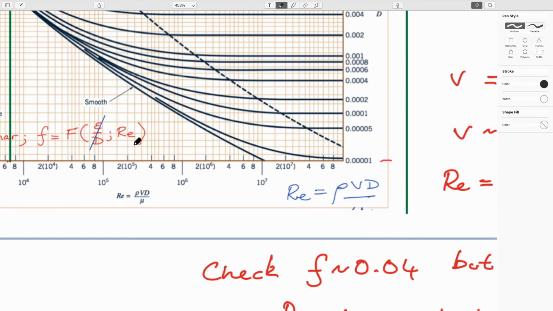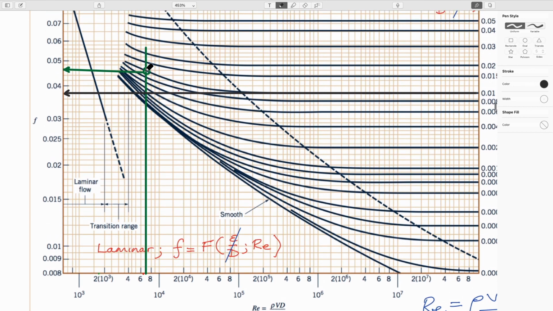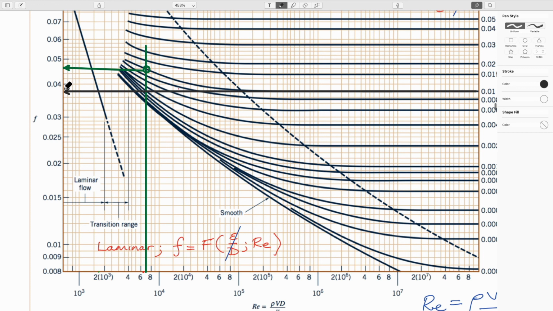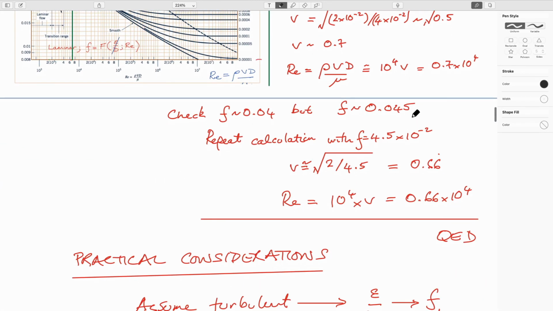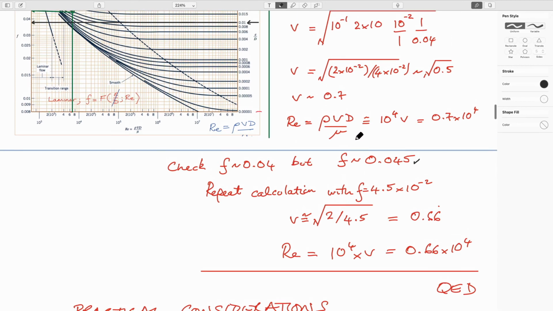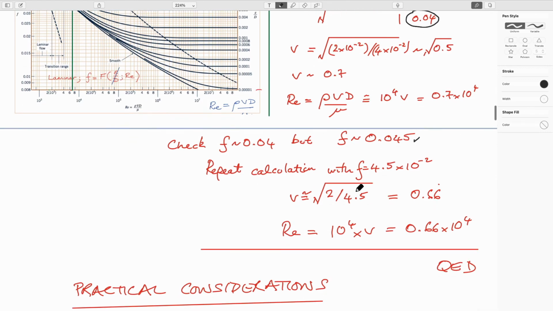So if we go back on here, 0.7 times 10 to the 4 would be, I guess, this green line, which is already there, which would be that the friction factor is really not 0.04, which we used before. It's about 0.046. So if you come back and use that, well, it wasn't quite there. Now you substitute that back into this expression again. The friction factor was this term here. The friction factor becomes this term here.